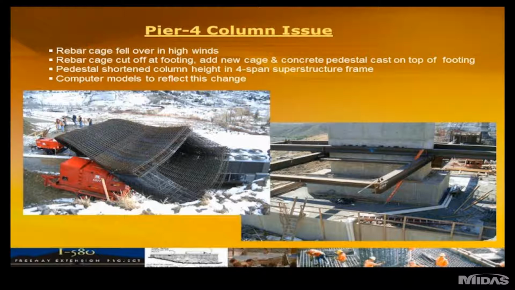So unfortunately, this incident happened, and the designer was left with no choice but to have the contractor cut the reinforcing cage off at the footing, institute a new column cage, but in order to get the connectivity, they had to construct another smaller footing, as you can see in the right-hand slides, which effectively reduced the height of the column. So the computer modeling that was done had to reflect this column shortening.